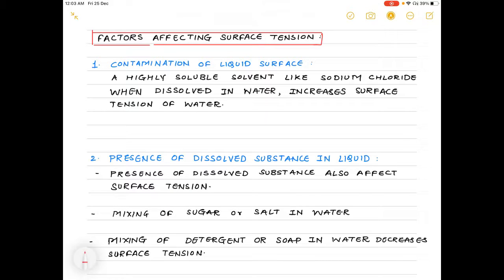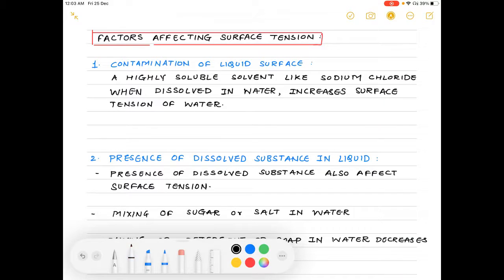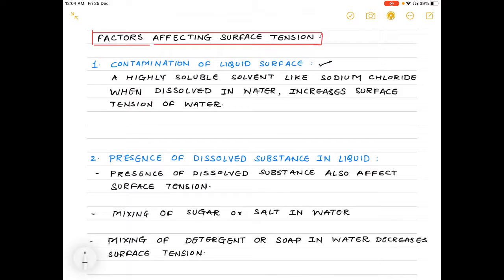So in last lecture, we have studied the concept of surface tension. We have defined it and we have seen its units and dimensions as well. So today we'll see some factors which affect the surface tension. Now surface tension is very sensitive to the contamination of liquid surface. So the first factor which affects the surface tension is contamination of liquid surface.